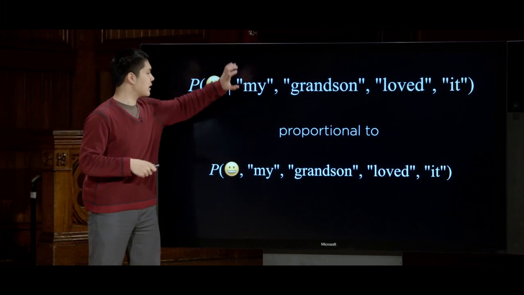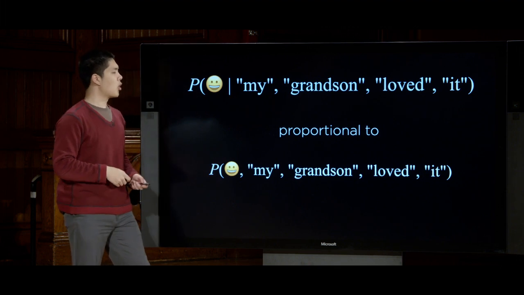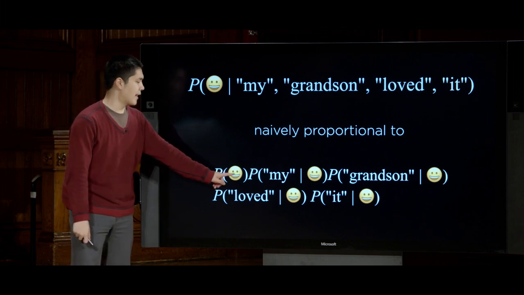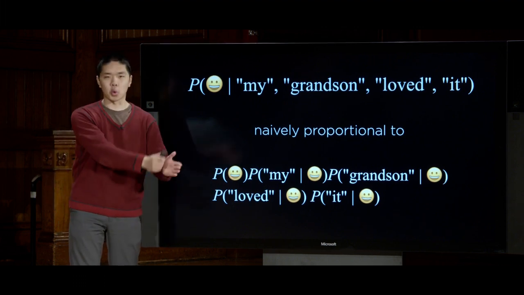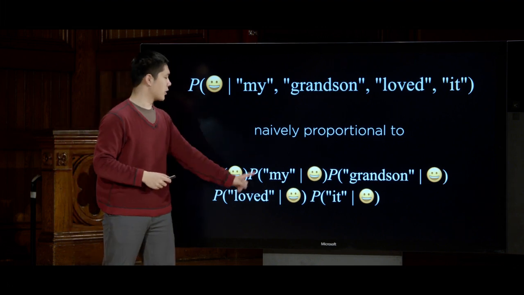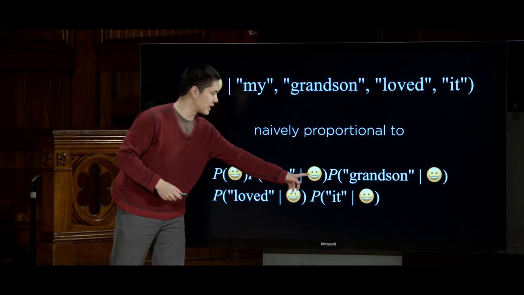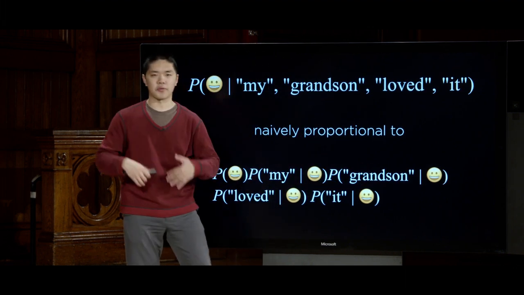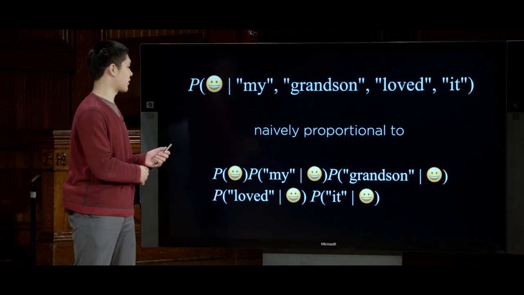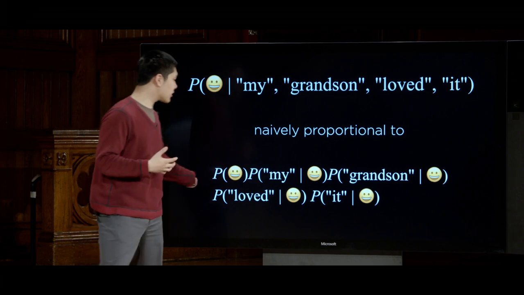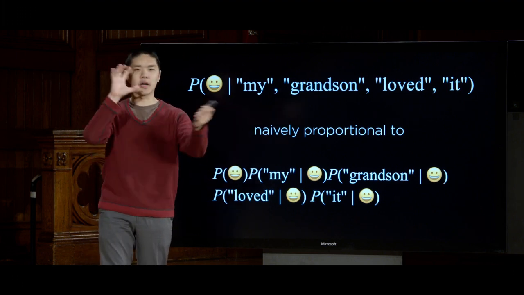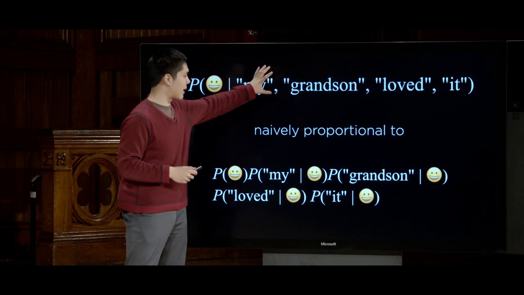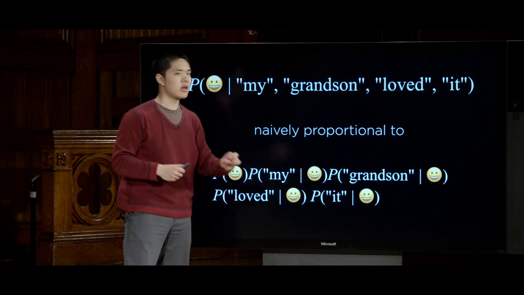So while the top expression is proportional to this bottom expression, we're going to say it's naively proportional to this expression. Probability of it being a positive message. And then for each of the words that show up in the sample, I'm going to multiply: what's the probability that my is in the message, given that it's positive, times the probability of grandson being in the message, given that it's positive, and then so on and so forth for the other words that happen to be inside of the sample. And it turns out that these are numbers that we can calculate. The reason we've done all of this math is to get to this point, to be able to calculate this probability distribution that we care about, given these terms that we can actually calculate.